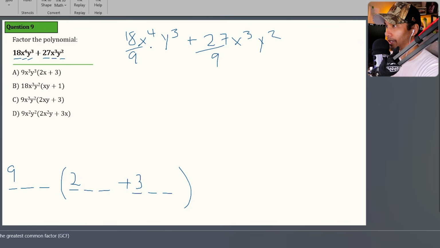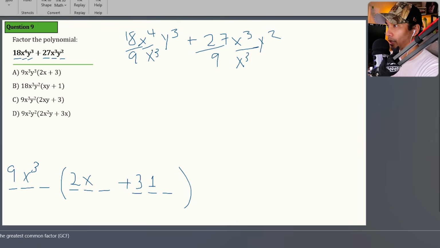And next, let's deal with the x's. What is the greatest common factor in the x's? It's going to be x cubed. So we could divide this by x cubed, and we could divide this by x cubed. I'm going to put the x cubed over here because we took it out. But x cubed over x cubed just equals 1, and I'm going to put a 1 over here. And x to the 4th power divided by x cubed equals x, or x to the first power.